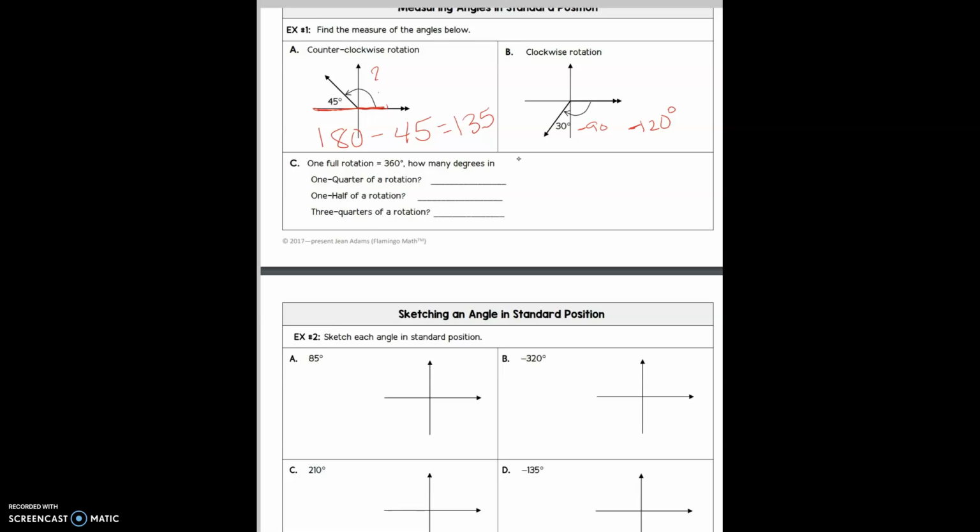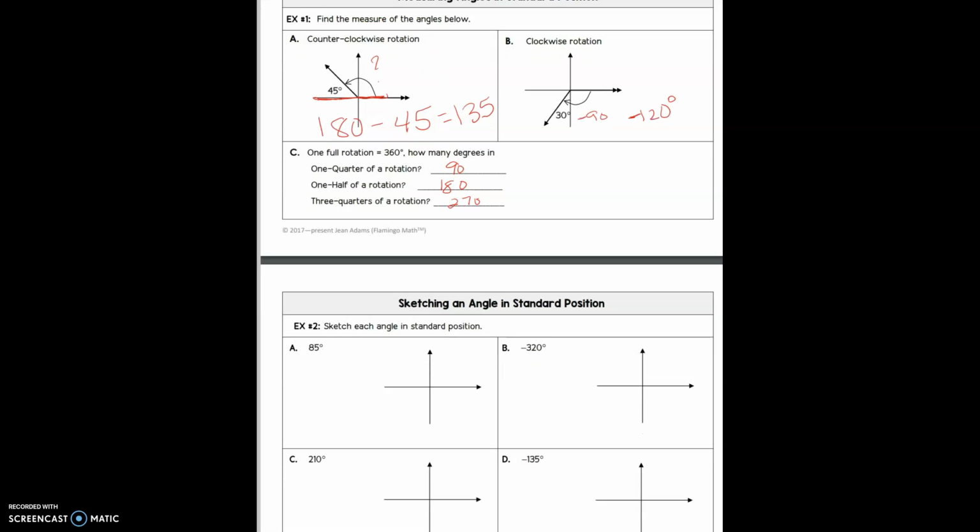All right, so to fill in part C here, it's already been addressed, but we can go ahead and go over it. A full rotation is a full circle, so 360 degrees. One quadrant is 90 degrees. A half of a rotation, half would be 180. So half of a circle is 180. 3/4 would be 270.